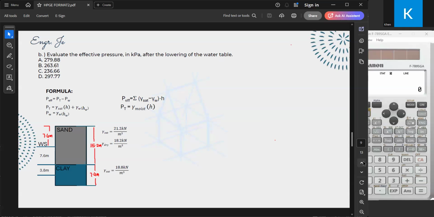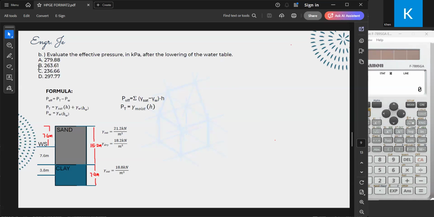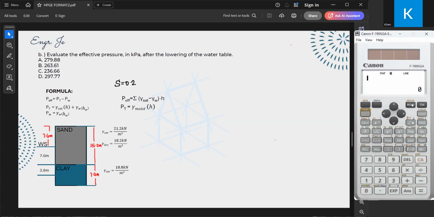So based on our question, the degree of saturation of the sand above the water table was lowered to 20%. So we can say that the degree of saturation is 20, or S is equals to 0.2. And with that 0.2, we can solve our gamma moist that is needed in solving this question. So in solving our gamma moist, we're going to use now our calculator technique, that's mode 3.2.